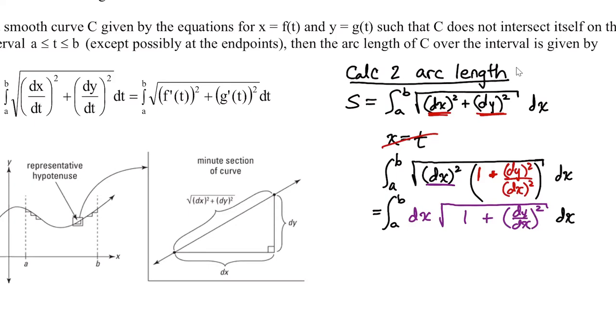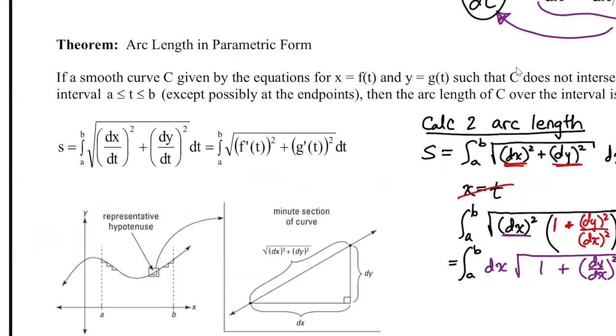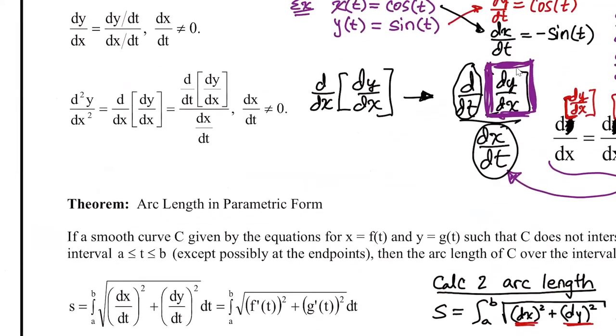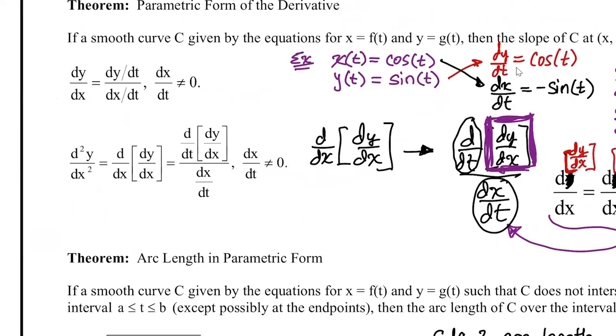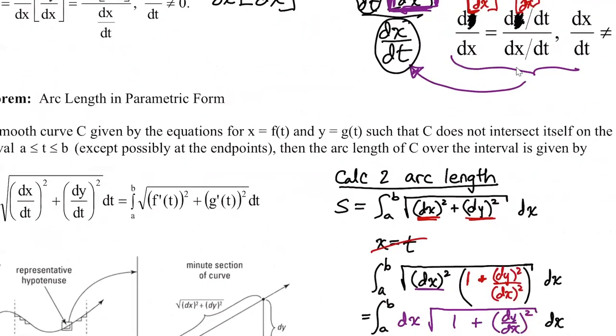But if we reflect back to what we did before, we have a relationship for the first derivative. I'm sorry, not the second derivative, the first derivative squared. We just need to square it. dy/dx is the same as dy/dt over dx/dt.